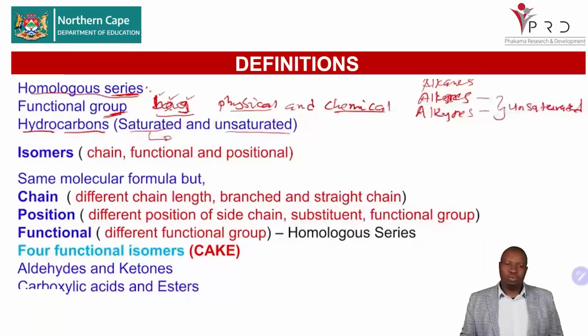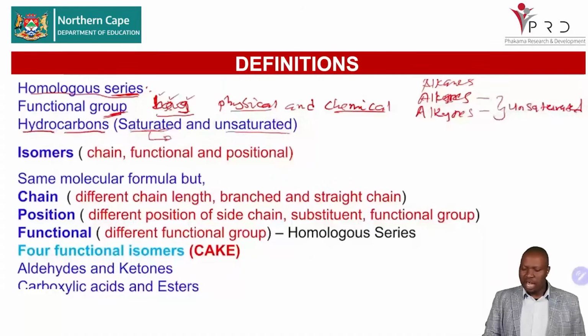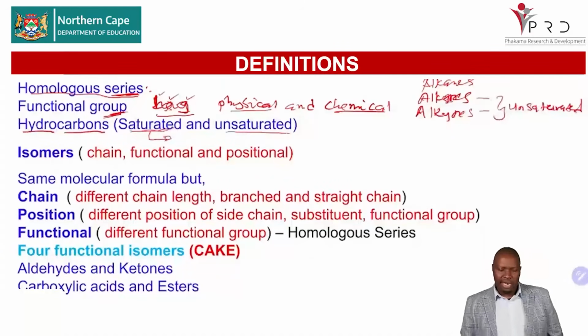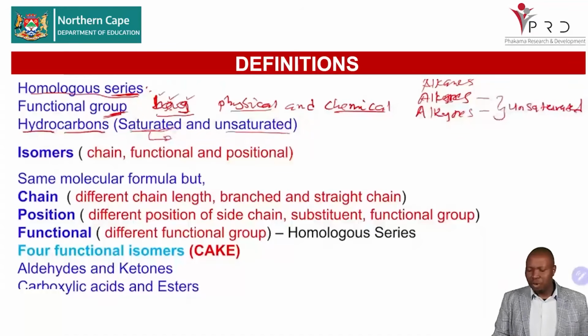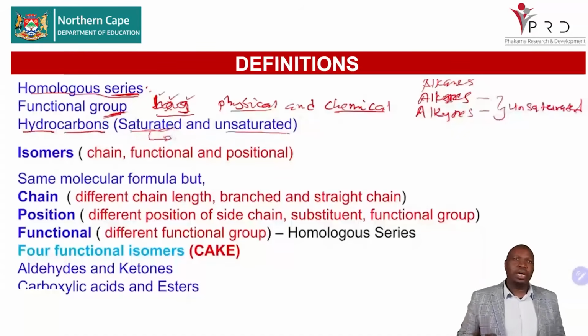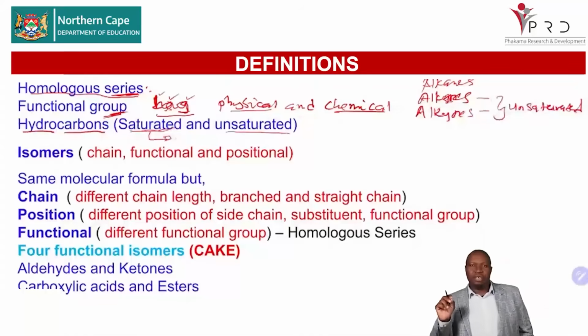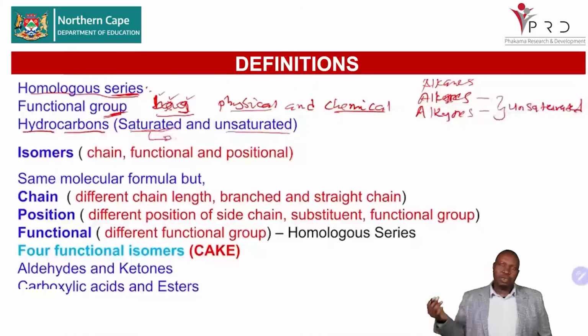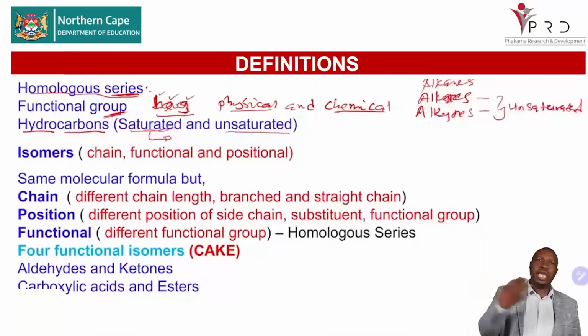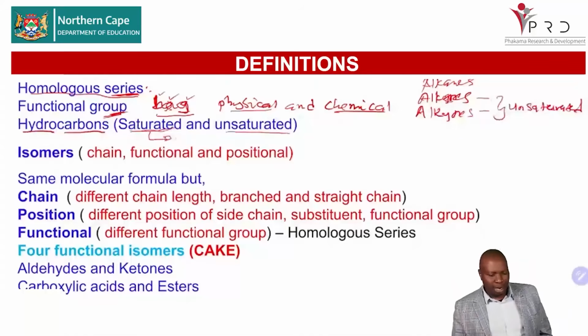But don't make the mistake of just saying saturated, they have single bonds, and you leave it there. Unsaturated, they have double bond or triple bond, and leave it there. No, you must be able to say saturated have no multiple bonds between carbon atoms. Underline the "between carbon atoms" because that double bond must be between carbon atoms. For it to be unsaturated, the double bond or triple bond must be between carbon atoms.